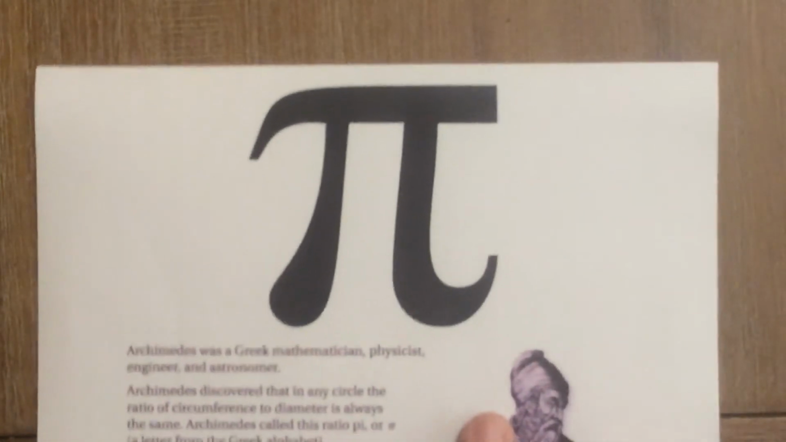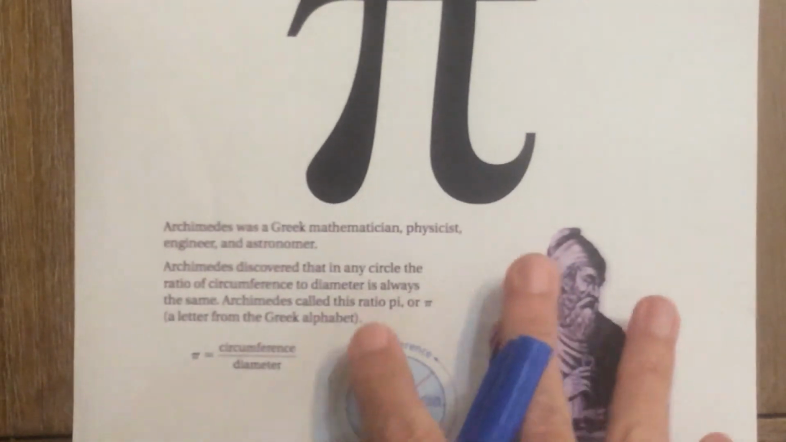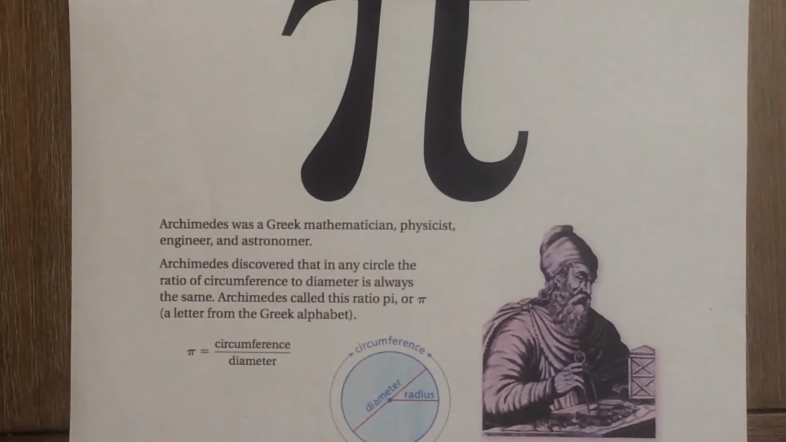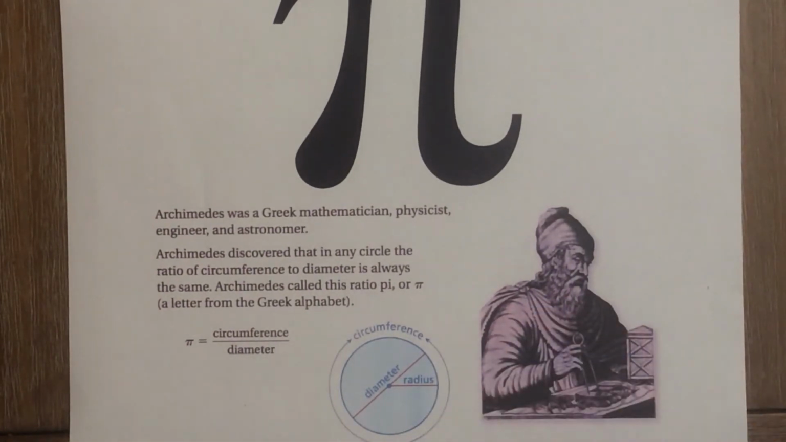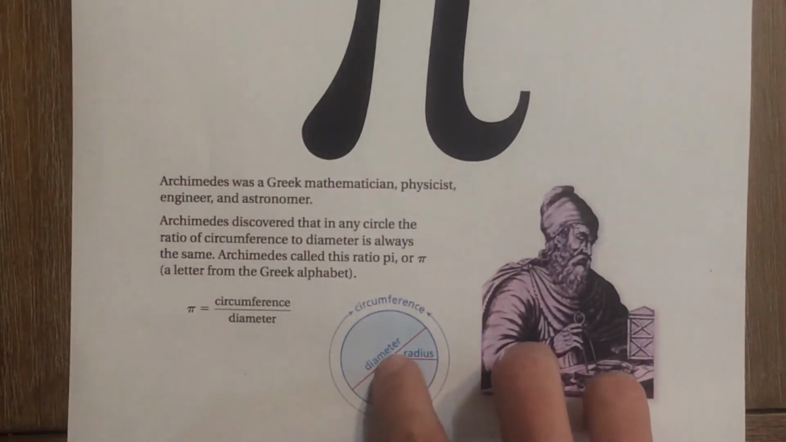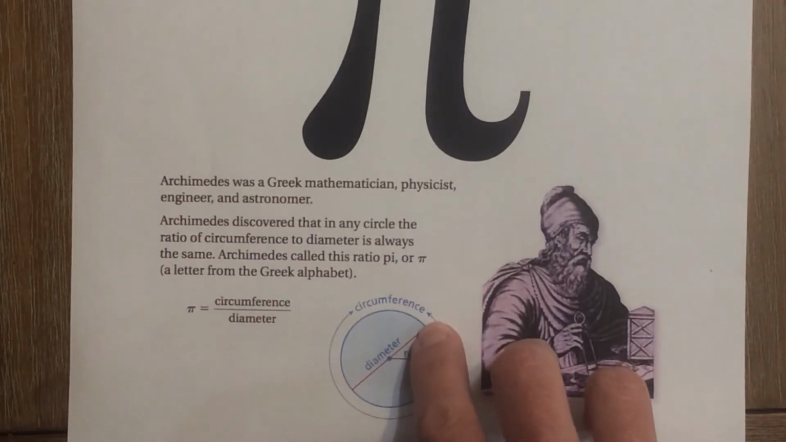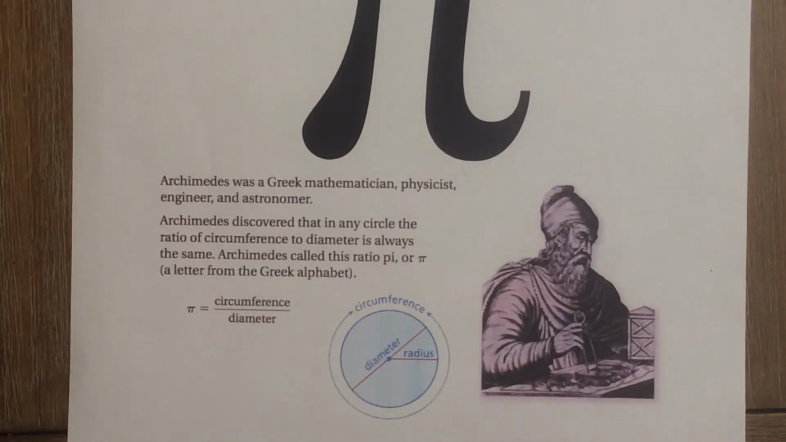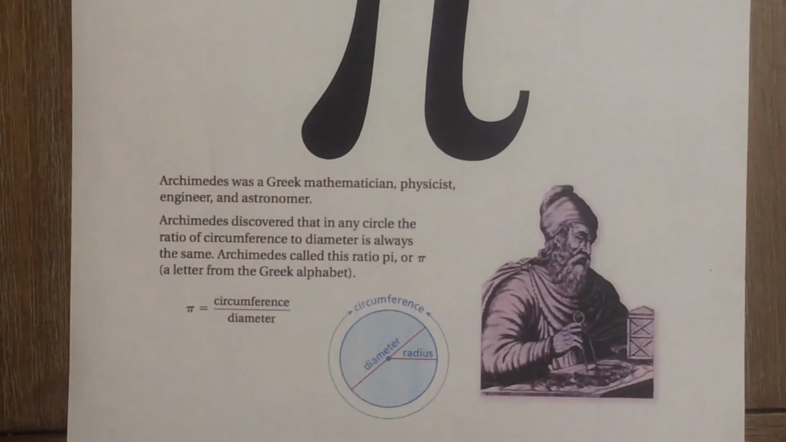Pi was discovered by a Greek mathematician named Archimedes. There's a really old picture, like a statue type thing. He discovered that in any circle, if you take the circumference, which is the distance around a circle, and you divide it by the diameter, which is all the way across the circle, every single time you're going to get this number that we call pi. It's such an irrational number that we just have a symbol for it.